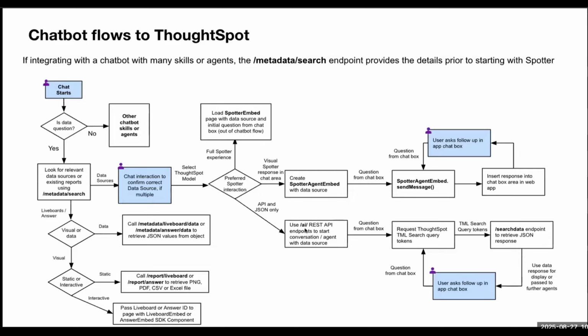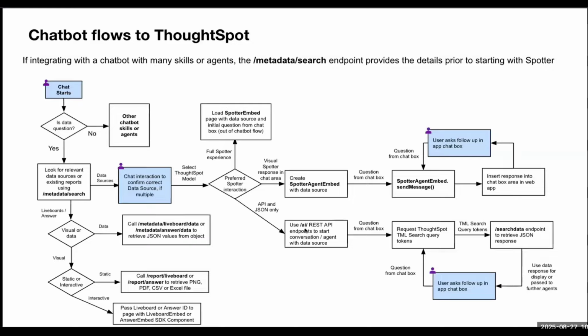Spotter's going to return either a visual for you with the Spotter embed with full interactivity, or with the Spotter Agent Embed, very similar. We're going to return a visual that is highly interactive. And with the AI endpoints, you've got the option of either downloading an image, PDF, Excel, or CSV of that specific answer that Spotter has returned to you, or we can just give you access directly to the data. So there's a lot of flexibility in how you want to integrate these.